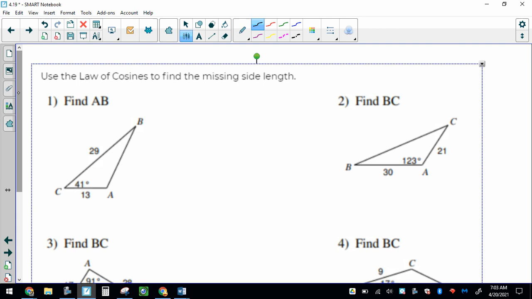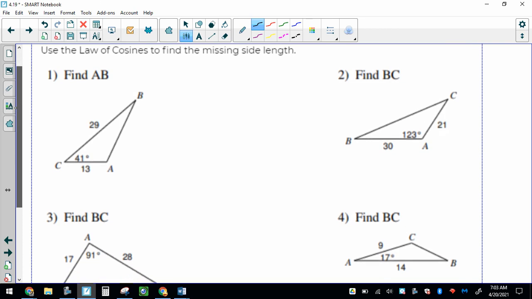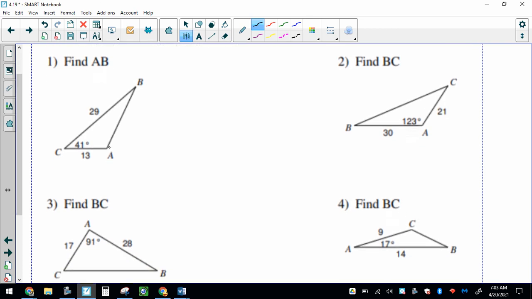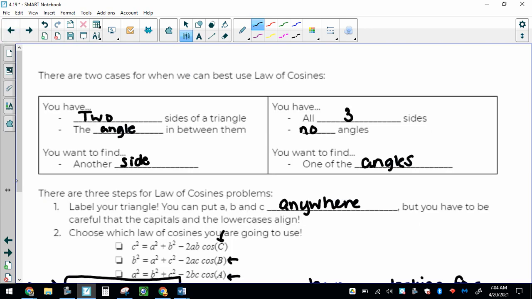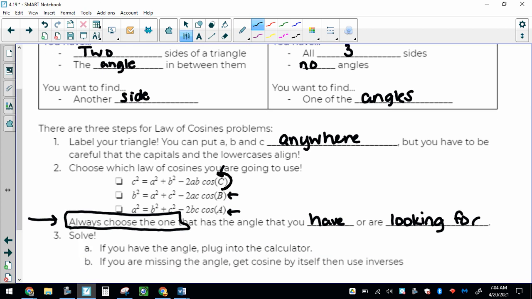So let's check this out. Use law of cosines to find the missing side length. The first one says find AB. So we're going to trace AB. I'm going to call it X for right now, but here's a capital C with the angle that it gave us. So across from it, this side should actually be a little c. Now it gave us angle C, so I'm going to go back to this and choose the angle that it gave us. It gave us angle C, so I'm going to choose this one that has cosine C in it.